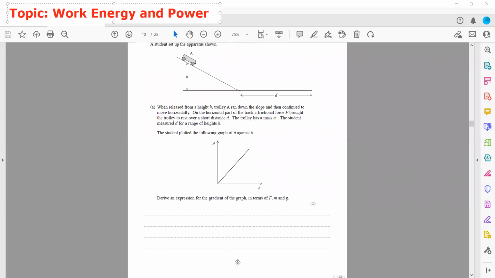This question is related to work, energy, and power. The student set up the apparatus as shown. So you can see a trolley is there at a certain height h. When it rolled down, it moved downward and it moved a distance d.